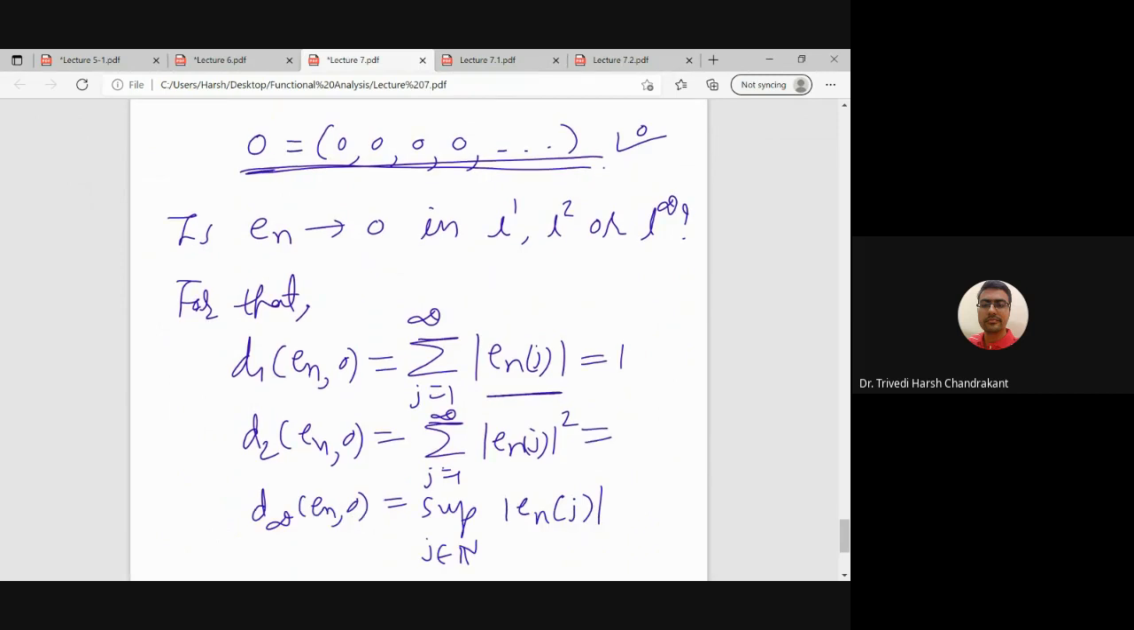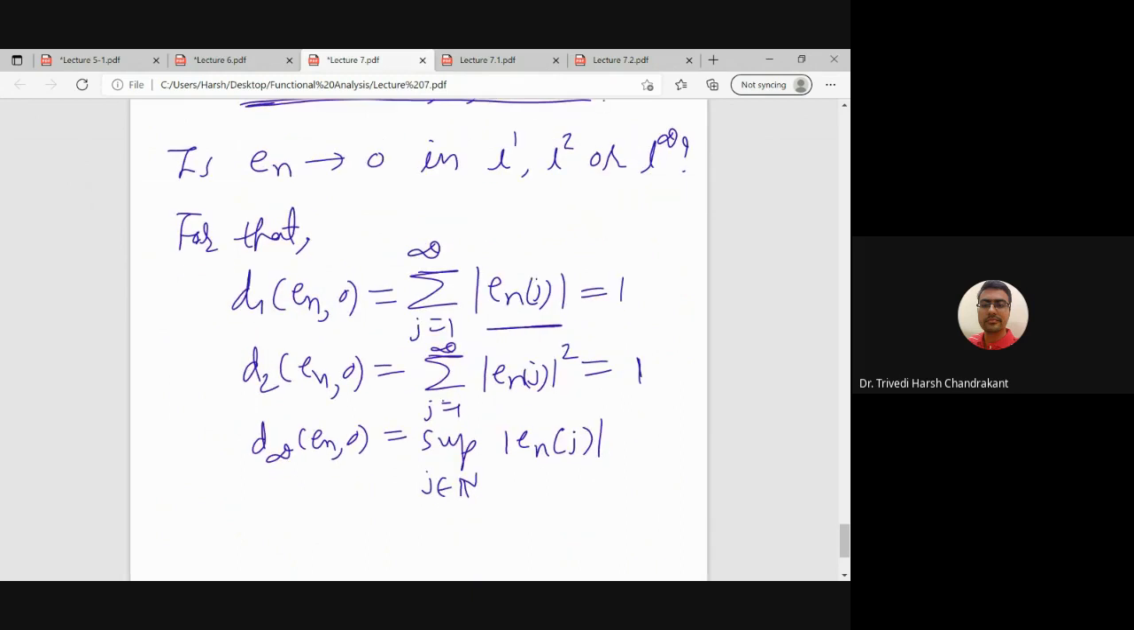Similarly here, we will take the modulus of each entry of En, squaring that and adding them. So again, only one entry is 1, other entry is 0. This also is 1 because 1 square is 1. And here also, you can see that only one entry is 1, other is 0. So taking modulus, there are only two entries, 0 and 1. So supremum is the maximum of 0 and 1. So that is 1 itself.